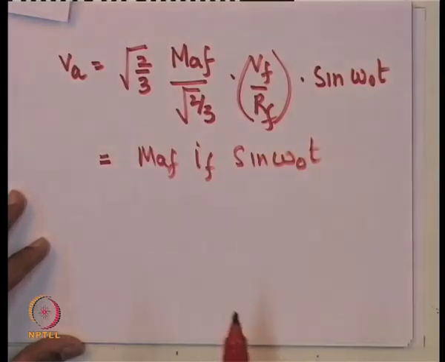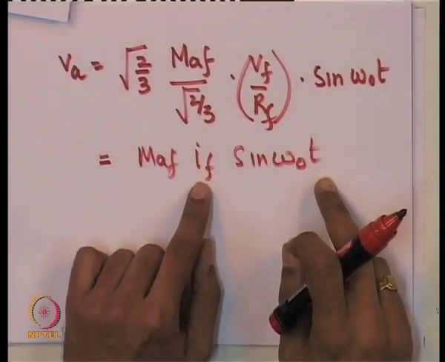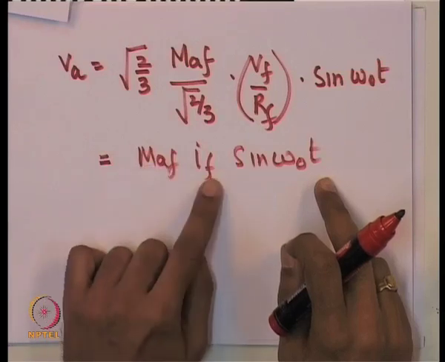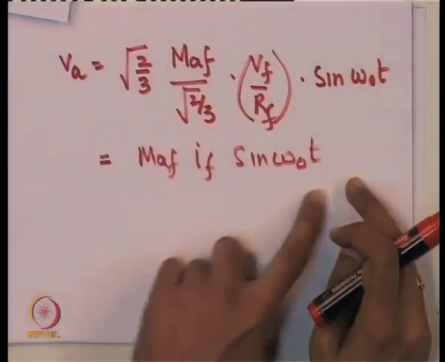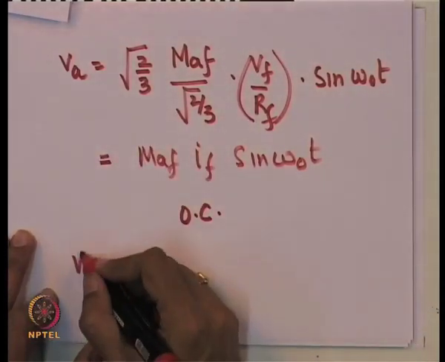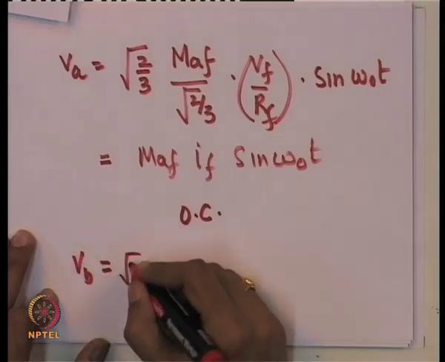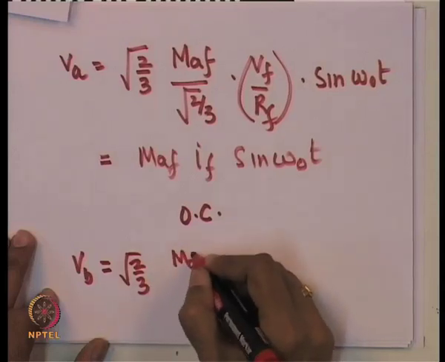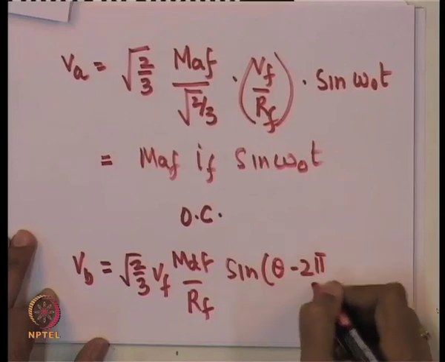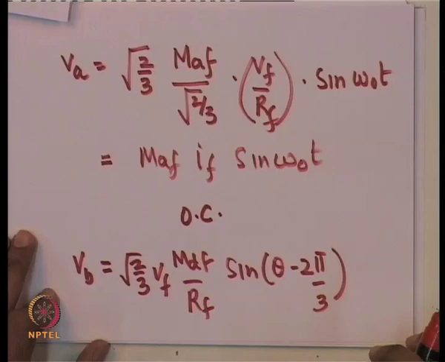Actually it is understandable why this is true. If you have got a current IF in your field winding, MAF IF is the flux linked with the A winding because of the field winding, and because of that you have got V A having this form. So, this is the open circuit voltage on the A winding. Of course, V B is root 2 by 3 MDF by RF into VF sin theta minus 2 pi by 3. And similarly, V C will be phase shifted by 2 pi by 3. So, this is what we get when we apply the equations under steady state, under open circuit conditions when V F is applied to the stator.